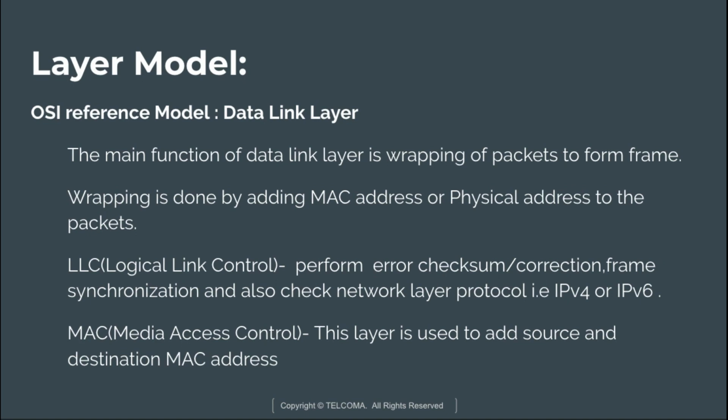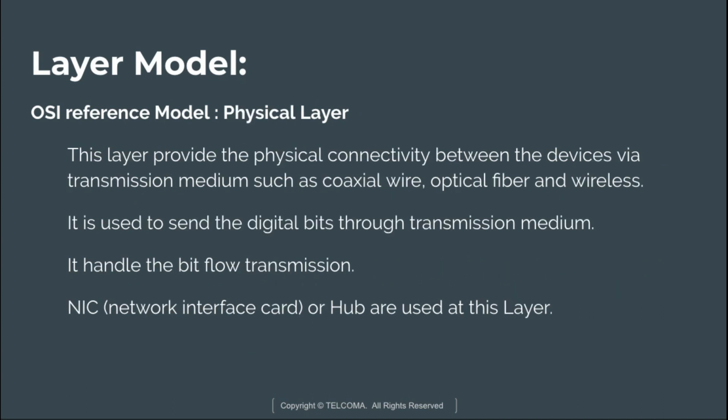In LLC, it performs error checking and correction, frame synchronization, and it also checks whether the network layer protocol is working on IPv4 or IPv6. Whereas in MAC, media access control, this layer is used to add the source and destination MAC address, and at this layer the switch is used to forward packets in the network.